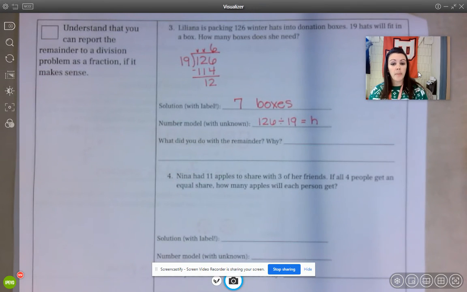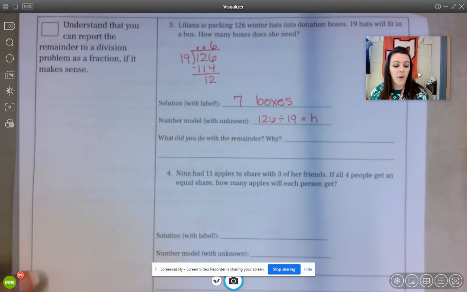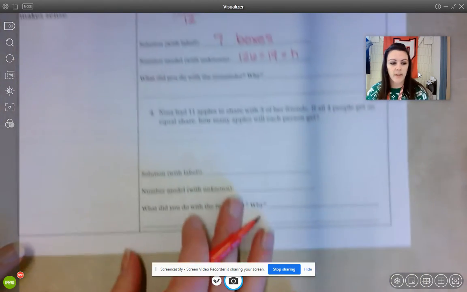What did you do with your remainder? Well, you already told me that you rounded up the quotient. I'd like you to give me a reason why. Hopefully you said something about making sure that we could donate all of the hats and that they could all fit into a box. All right, let's take a look at the next question.